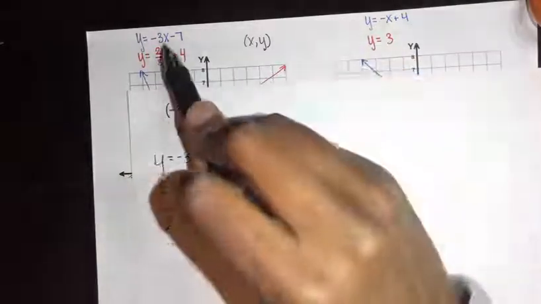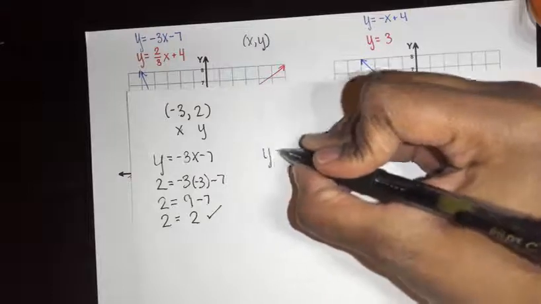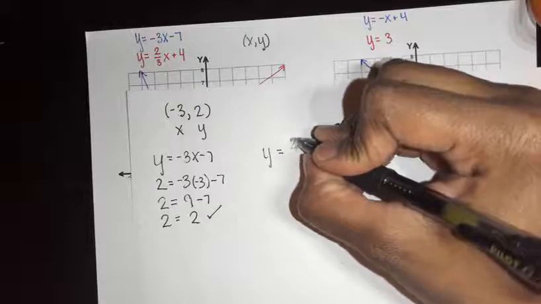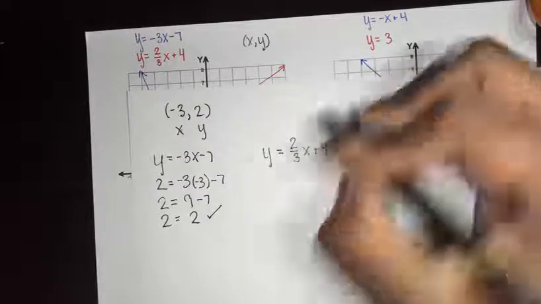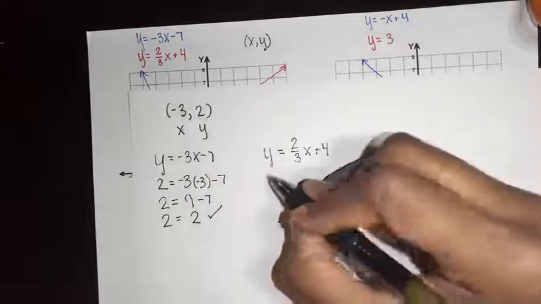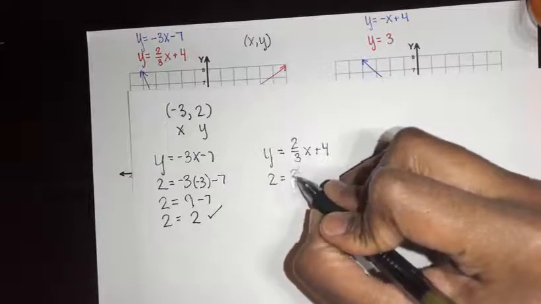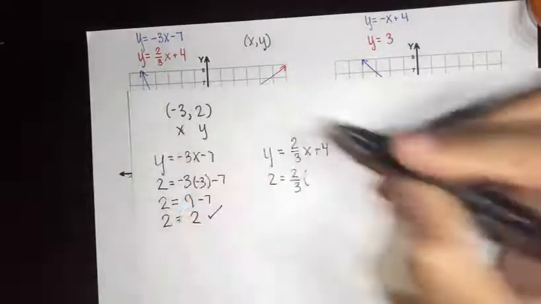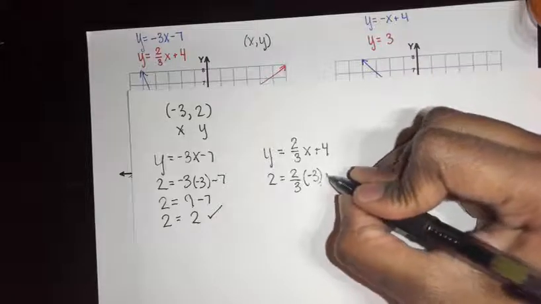I need to verify it on both equations within my system though. So now I'm going to write the second equation, where it's y equals 2/3 x plus 4, where my y, which is 2, so I'm going to replace y with 2, is equal to 2/3 x, but my x is negative 3 plus 4.